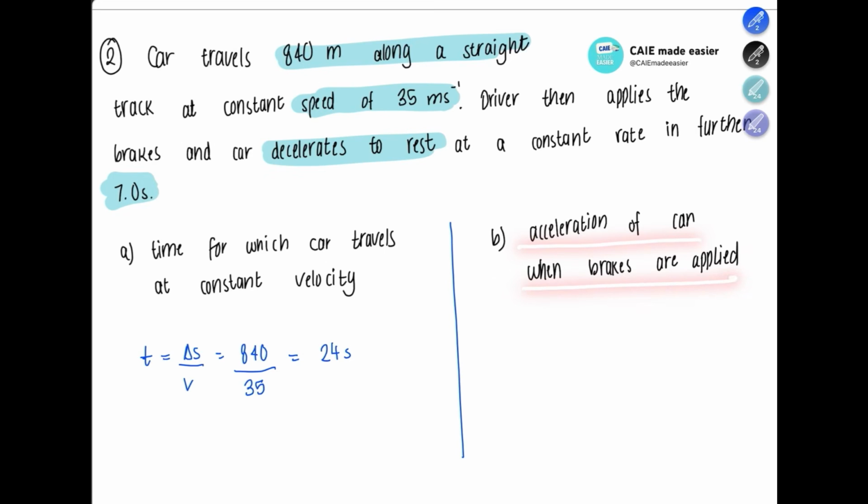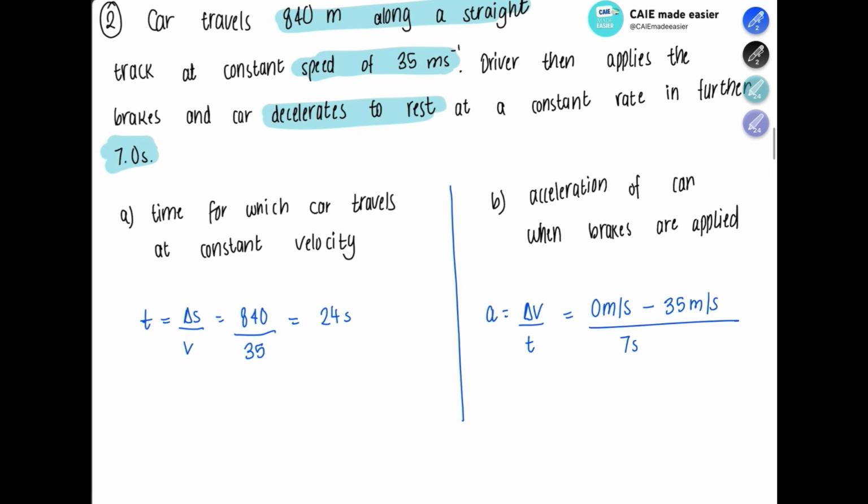Part B, acceleration of the car when the brakes are applied. It says it came to rest, came to a stop. So this is going to be 0 meters per second minus the initial velocity, which is 35, because at 35 meters per second the driver applied the brakes, right? So that is the initial velocity, minus 35 meters per second divided by the time, which is 7 seconds, giving negative 5 meters per second squared. Now the minus sign indicates that this is deceleration. Every second the speed is reducing by 5 meters per second.